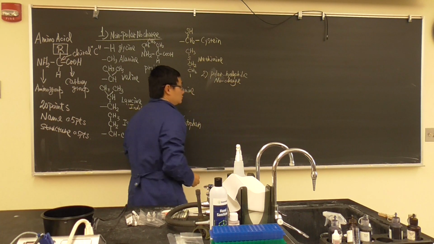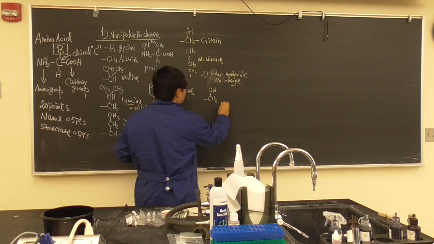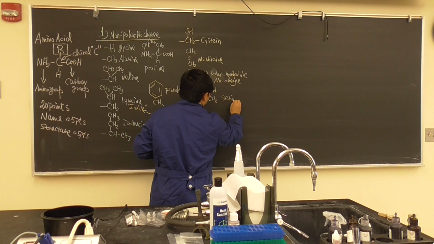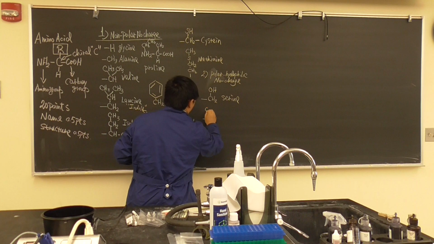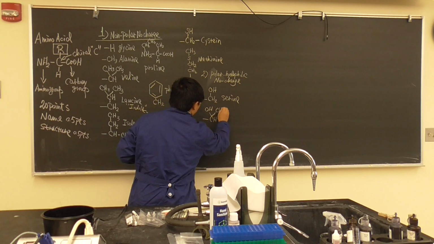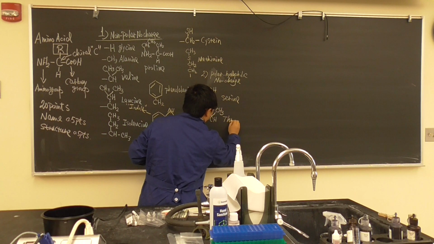So what are they? The first one, CH2, OH. When you add the OH, serine. Then what? CHOH, CH3. What is this one? Serine.